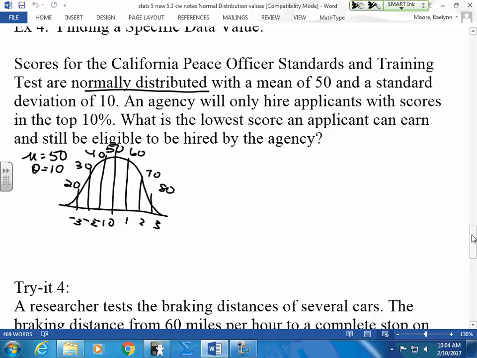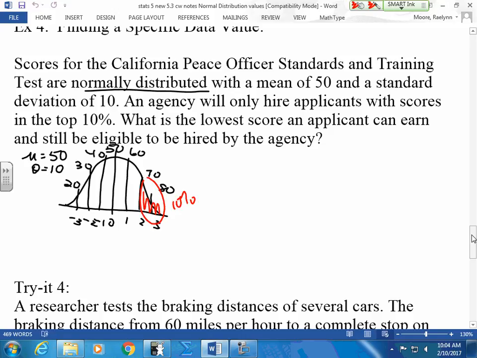An agency will only hire applicants with scores in the top 10%. Do they want the high scores or do they want the low scores? I'm gonna say it's the high scores. They want the highest of the group. They want the top 10%. So where will I find the top 10%? On the left side of the graph or the right side of the graph? The right side of the graph. Somewhere out here, I need this to be 10%.